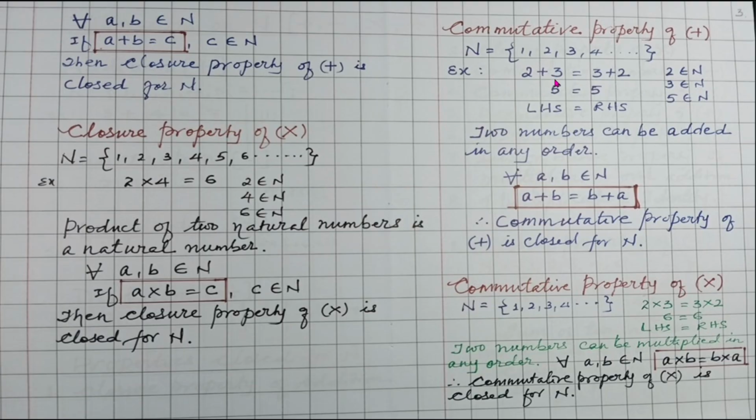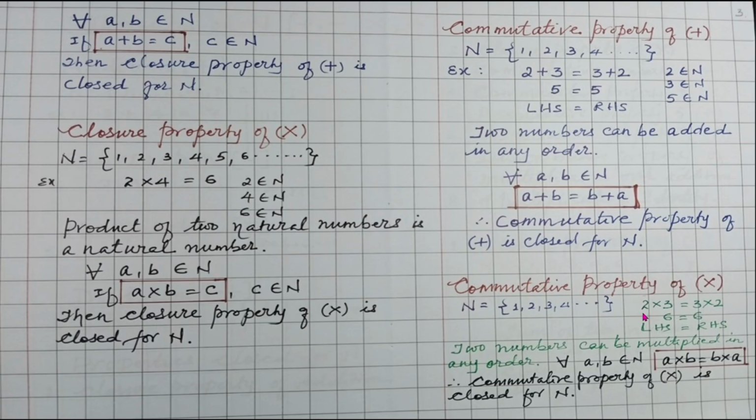For example, if you take 2 and 3, two natural numbers, when we add 2 to 3 we get 5. When we add 3 to 2 also we get 5. Therefore, addition of 2 to 3 or 3 to 2 is again the same, and 2 belongs to N, 3 belongs to N, 5 belongs to N. Therefore, the commutative property of addition is closed for the set of natural numbers. Remember that.